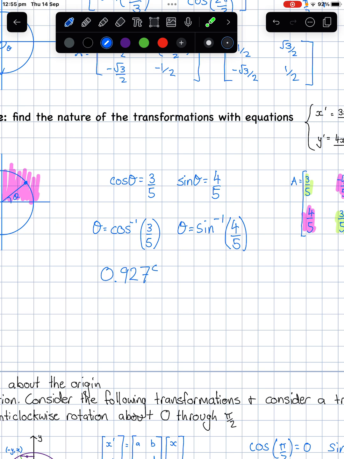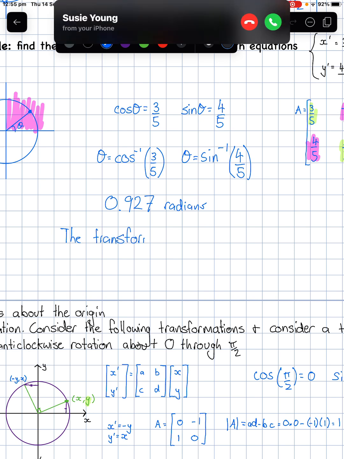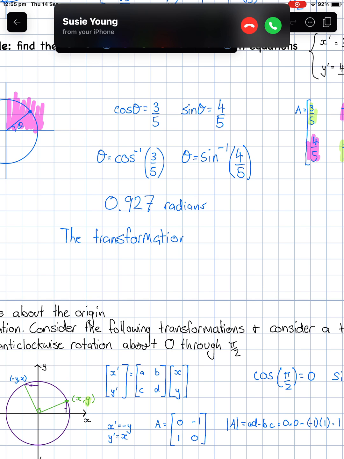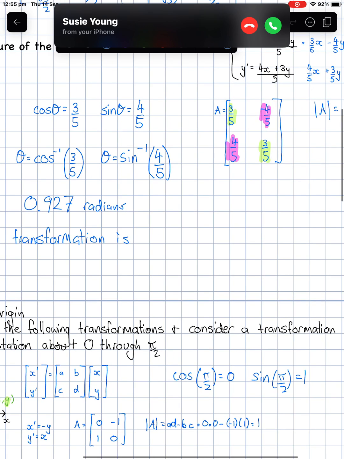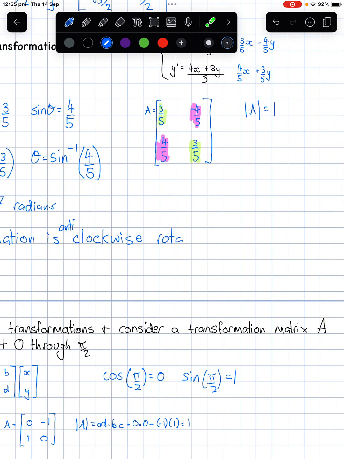We don't usually use those units though, so I'm going to write just radians there. And because it's positive, it means the transformation is an anti-clockwise rotation about the origin.